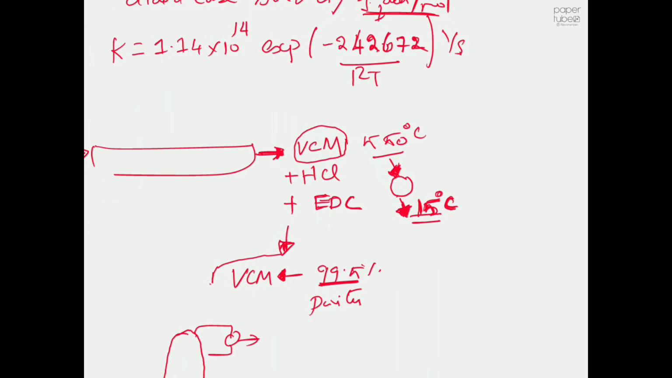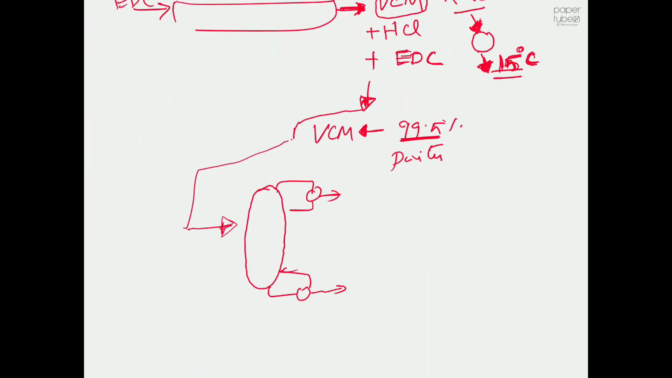We have a reason to select a distillation. We will learn, while we are going to use Aspen HYSYS, why we decided to go for a distillation column in order to purify this particular stream, or in order to get a purified product, which is vinyl chloride monomer. So we will use distillation to separate VCM from hydrochloric acid and ethylene chloride.